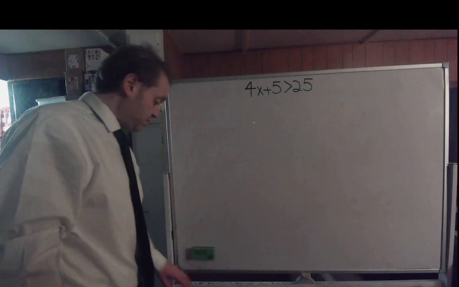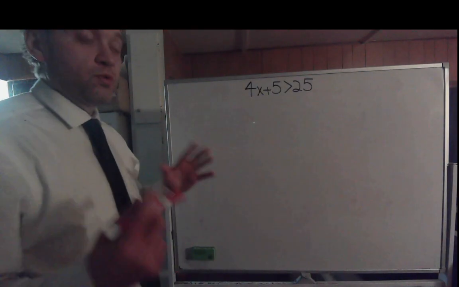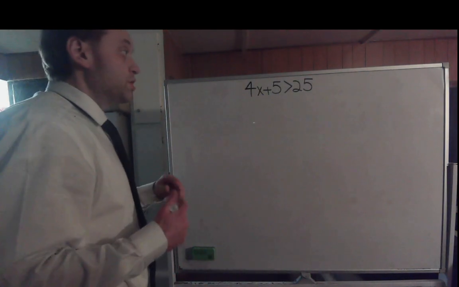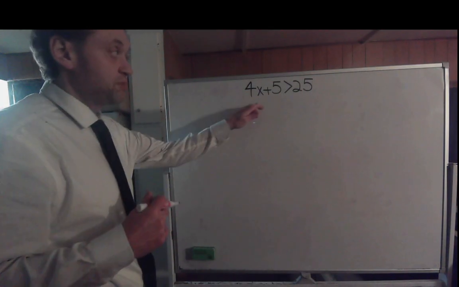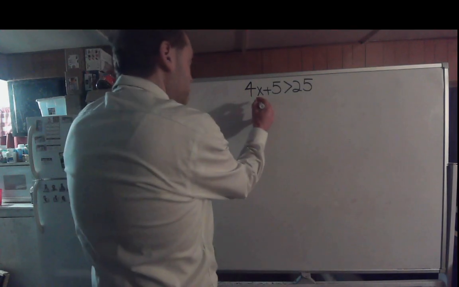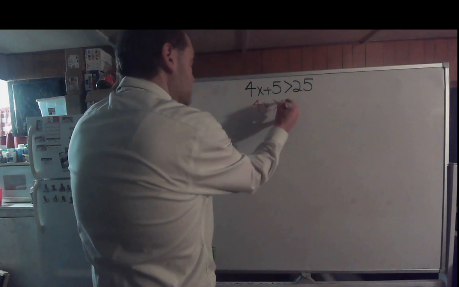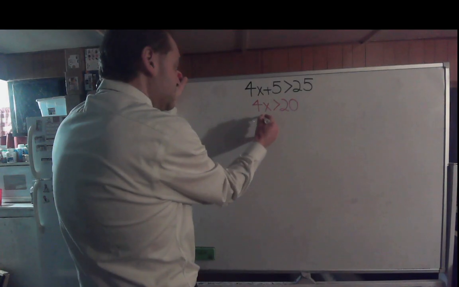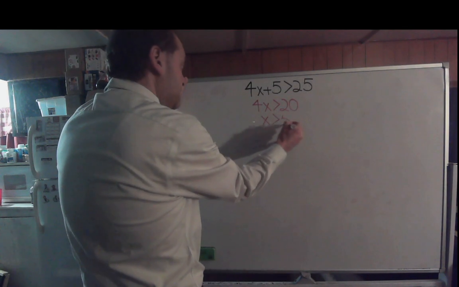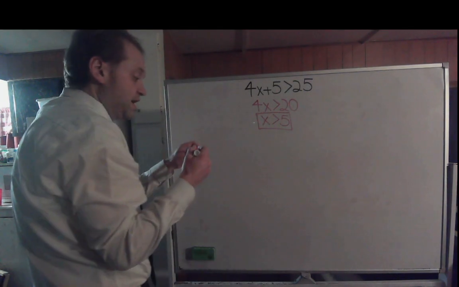So here we have the expression 4x plus 5 is greater than 25. Well, you're going to solve this much like you would an equation. Get the 4x by itself, so subtract 5 from both sides. That would give you that 4x is greater than 20, and then just get x by itself. That would give you that x is greater than 5. So the solution is that x is greater than 5.